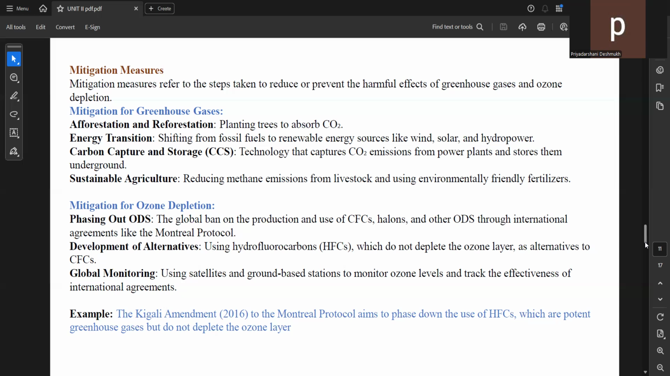Now, the next topic that we are going to study is the mitigation of ozone depletion. In that there are 3 points. The first point is phasing out ODS, as we have already studied the ODS. Now, next one is the development of alternatives. For example, hydrofluorocarbons, which do not deplete the ozone layer, and are the alternative for the CFCs. That means in the refrigerators and ACs, we can use this.